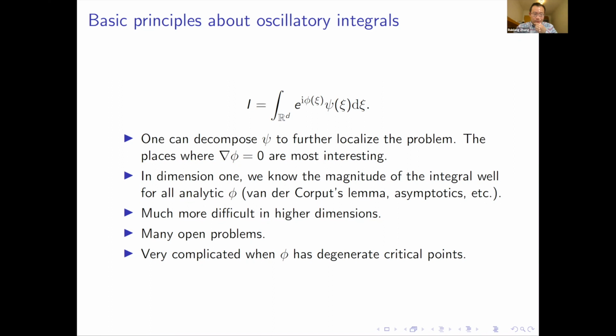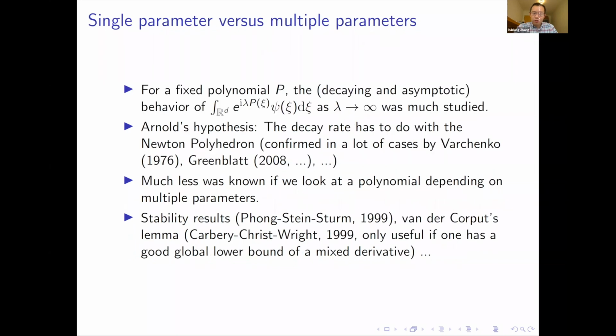But I should say that it's much more difficult in higher dimensions, and there are many open problems, and it becomes extremely complicated when this phi has degenerate critical points. And in higher dimensions, the critical points can look very complicated. I'll just select one piece of research that has been done by a lot of people and talk a little about it. So this kind of problem involves choosing a fixed polynomial p.